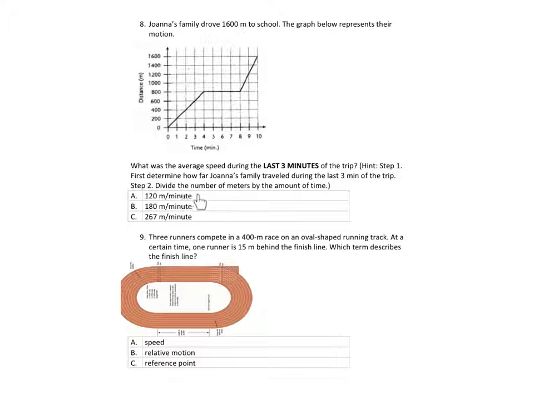A. 120 meters per minute. B. 180 meters per minute. C. 267 meters per minute.